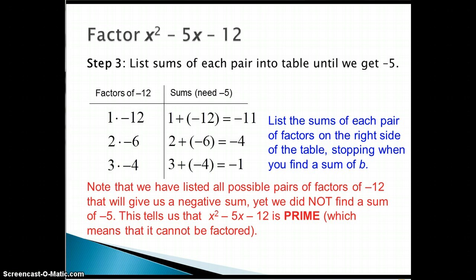So when that happens, when we do not find the sum we need and we've tried every possible pair of factors, then this tells us that the trinomial is prime. That means that this trinomial does not factor. There's no way to multiply any two binomials together and have it FOIL out to give us x squared minus 5x minus 12. So we say that this trinomial is prime.